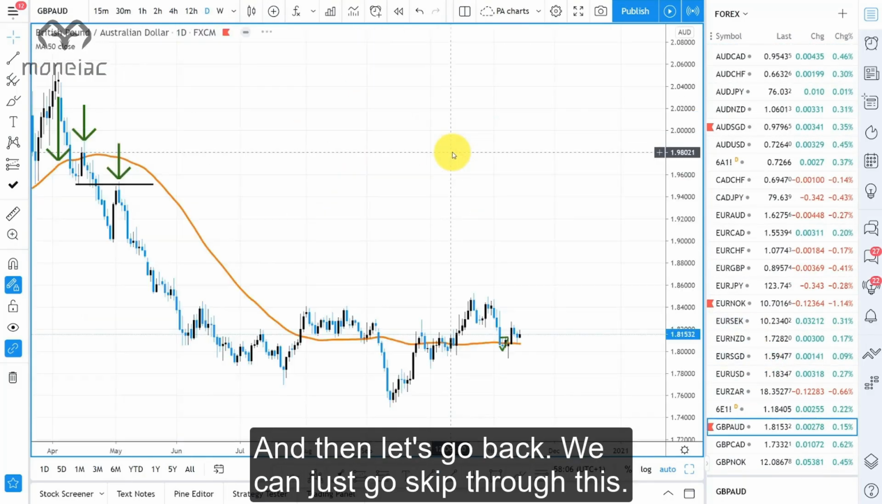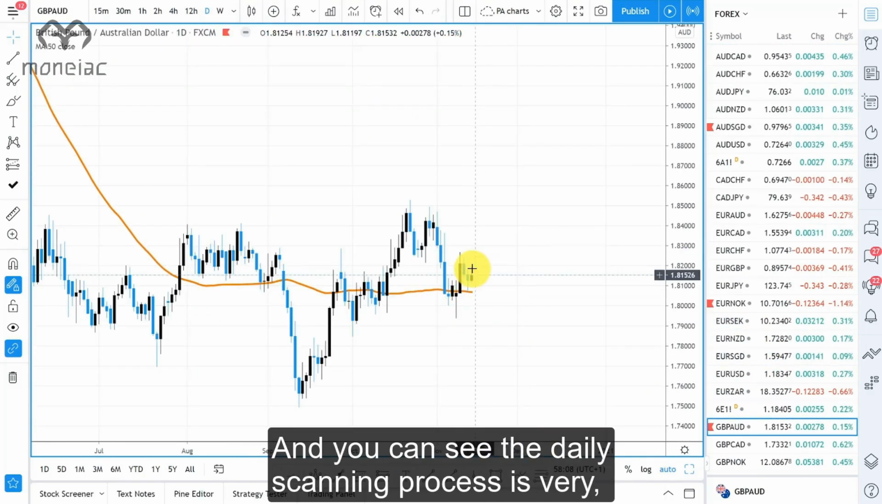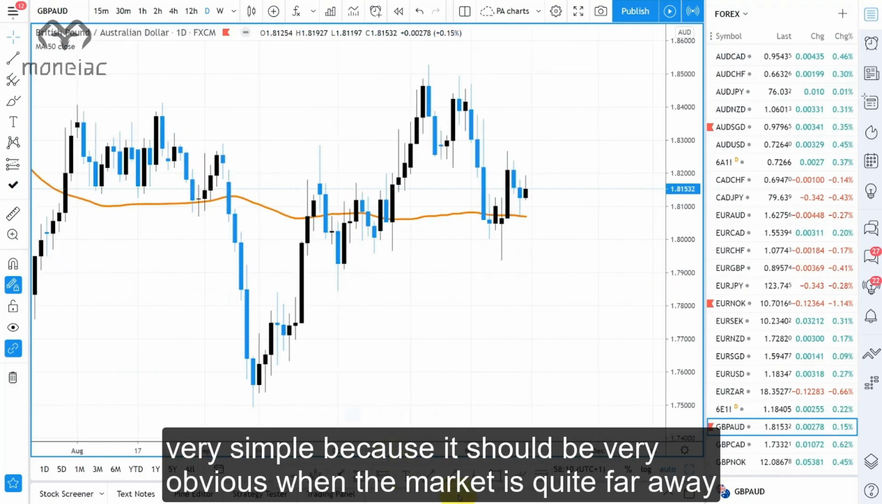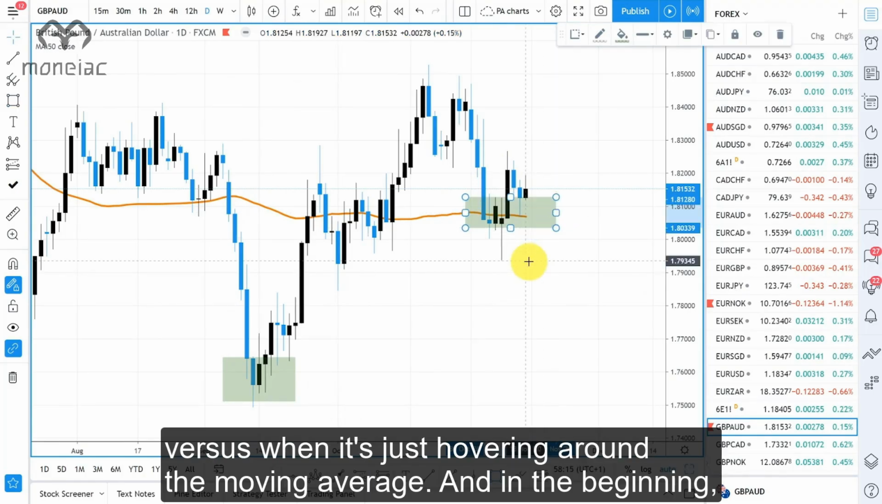We can just skip through this, and you can see the daily scanning process is very simple, because it should be very obvious when the market is quite far away versus when it's just hovering around the moving average.